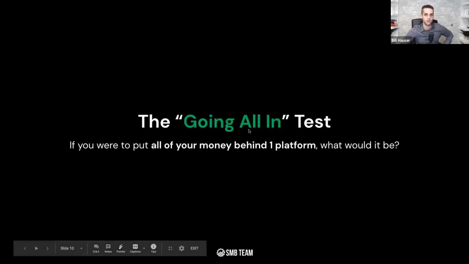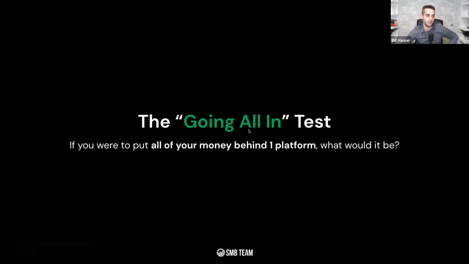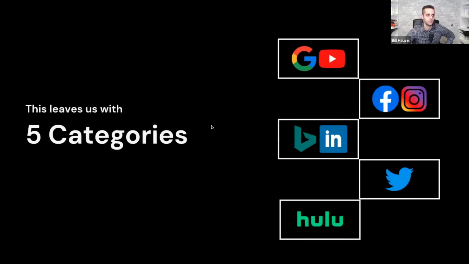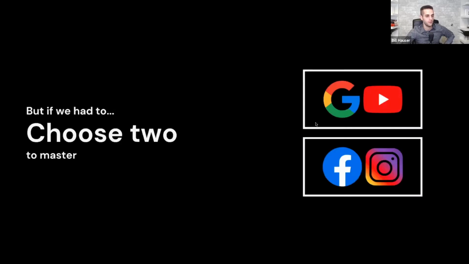So then the next question to ask yourself is the going all in test. If you were to put all your money behind one platform, okay, what would it be? So you can go all in on SEO, content marketing. You can go all in on Facebook, Instagram, all in on Google, YouTube, billboards, TV, direct mail, okay? So if we apply this theory to the top 2 of these 5 categories, it would really leave us with Google, YouTube, Facebook, Instagram. That's where you can get in front of the most eyeballs, okay?